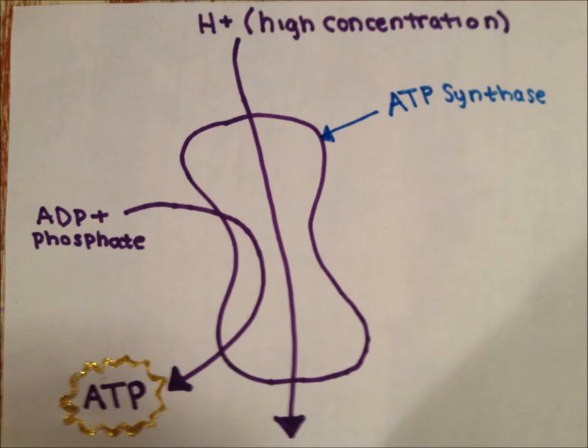This process drives chemiosmosis, the process where ADP and a phosphate group combine to make ATP in the ATP synthase. The ATP synthase makes most of the cell's ATP, or energy.